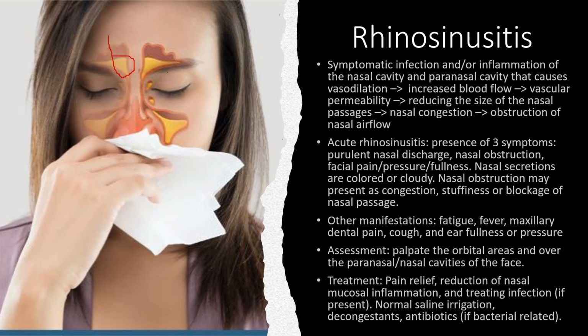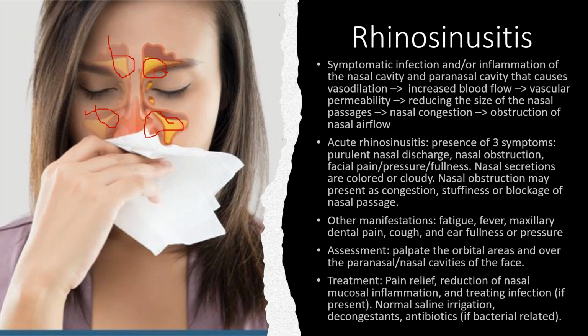There's 1, 2, I know I'm very bad at this, 3 and 4. These are our cavities, and they're air-filled. So it's maxillary, frontal, sphenoid, and ethmoid. So inflammation of these passages causes vasodilation, which increases blood flow, causes vascular permeability, which then reduces the size of these passages. So the nasal congestion occurs because of the swelling, and then it kind of becomes trapped, which obstructs the nasal airflow.